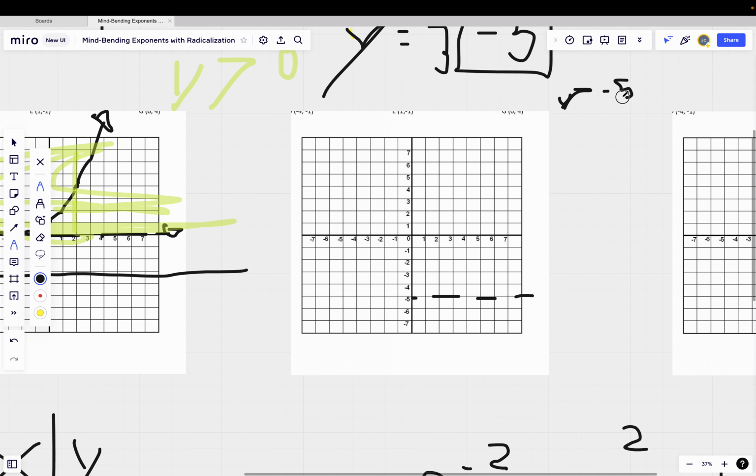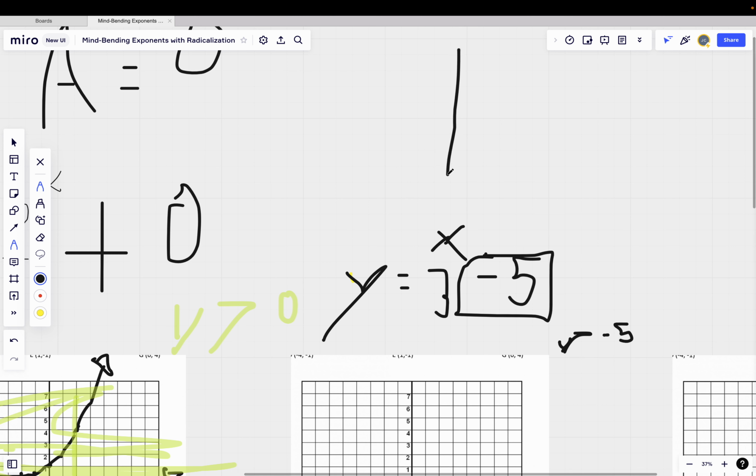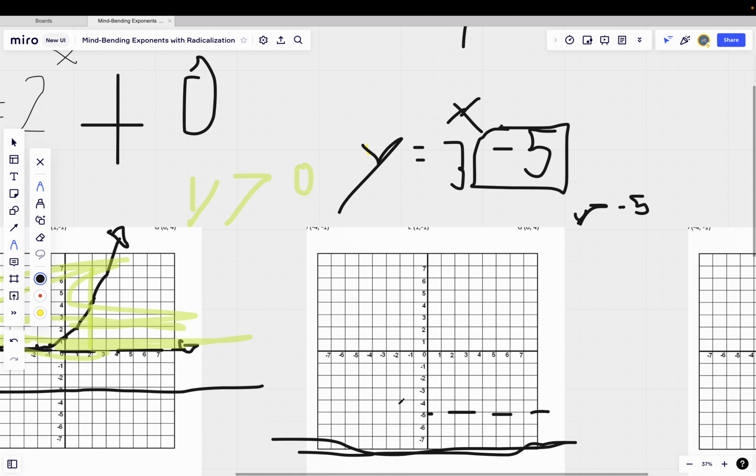And then what is our domain? Well, we know that our domain is going to be all real numbers because the line is always going to go through all of the x's. So now we're going to solve this. We create our table, and then 3 to the negative 2 power would be 1/9. 1/9 minus 5 is negative 4 8/9. So when x equals negative 2, we get negative 4 8/9. So our first point would be (-2, -4 8/9).